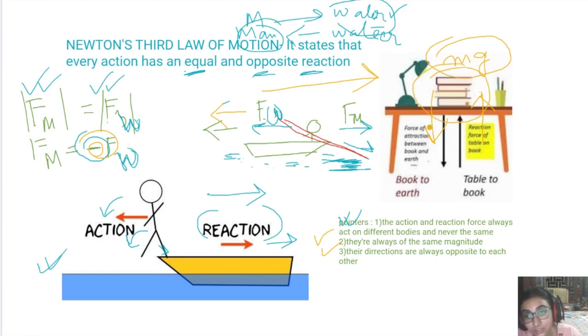If the books were so heavy that the table could not withstand the amount of force, then we can write FB was greater than FT. T stands for table, so as a result the table broke. That is under abnormal circumstances. But here, the force of attraction between the book and the earth is equal to the reaction force of the table on the book, and as a result both are balancing each other, and here there's no motion.